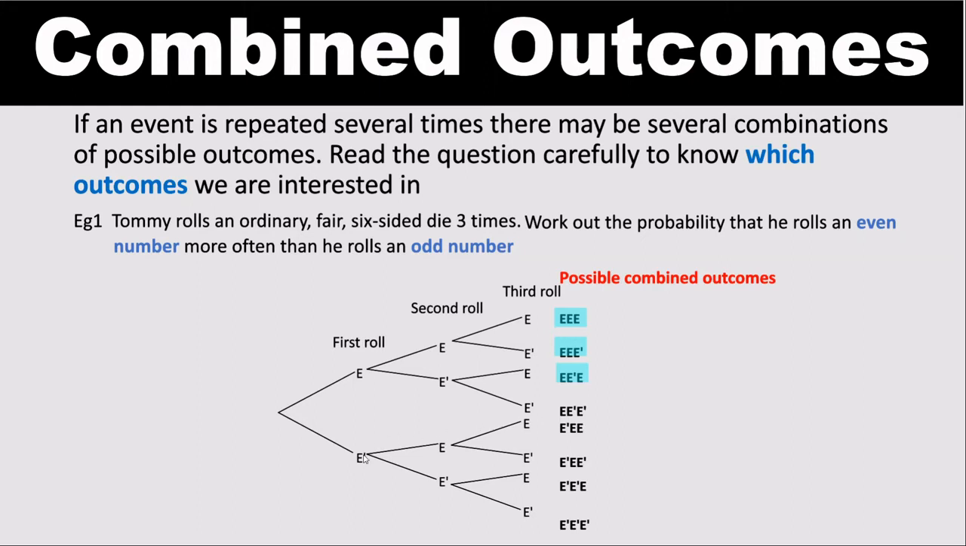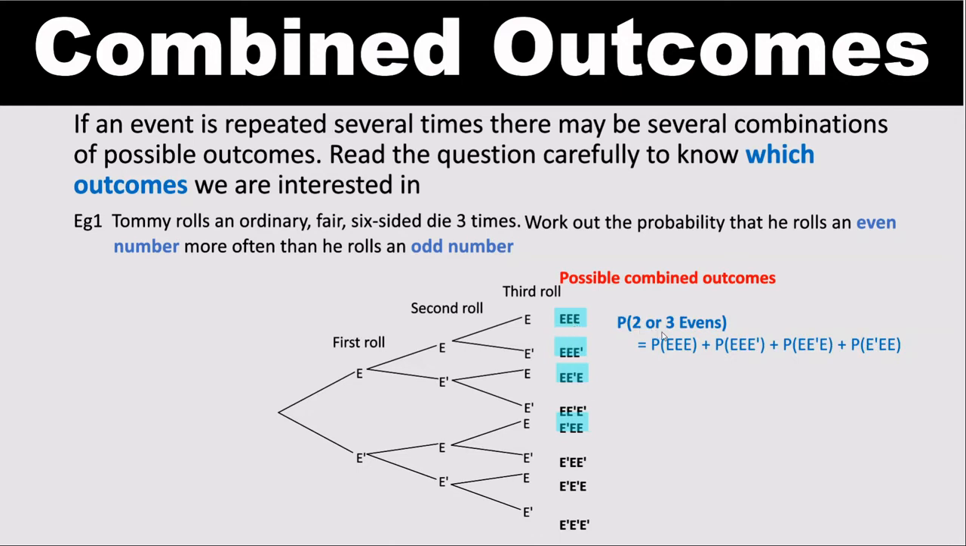If he first rolled an odd, then he rolled an even, and then he rolled another even, well, there he's rolled 2 evens and 1 odd, so that's more evens than odds. If he first rolled an odd, and then an even, and then an odd, well, that's definitely more odds than evens. Continue working your way down these branches to find all the possible outcomes that suit your question. If he rolled an odd, then an odd, no, that's more odds than evens. If you rolled an odd, and then an odd, no, that's definitely more odds than evens. So these are the four possible outcomes where he's rolled more evens than odds. That's where he's either rolled 2 or 3 evens.